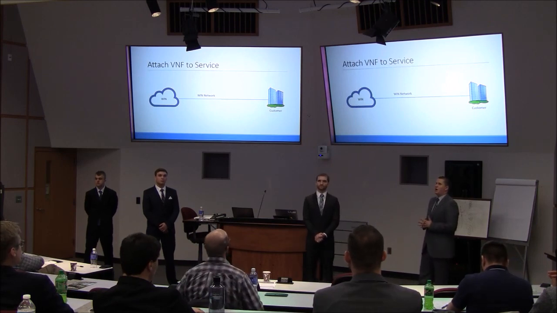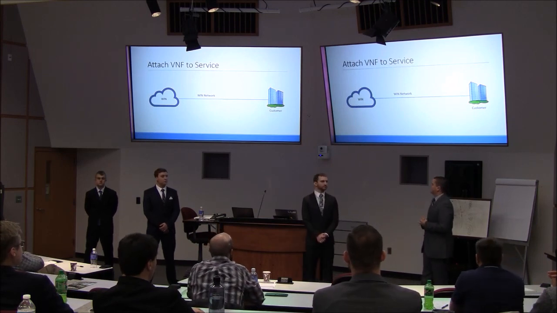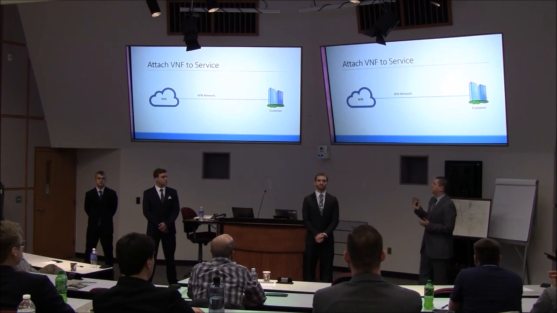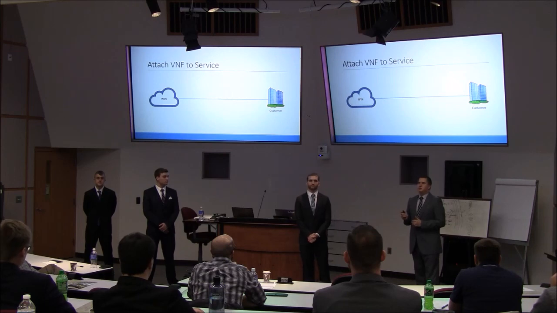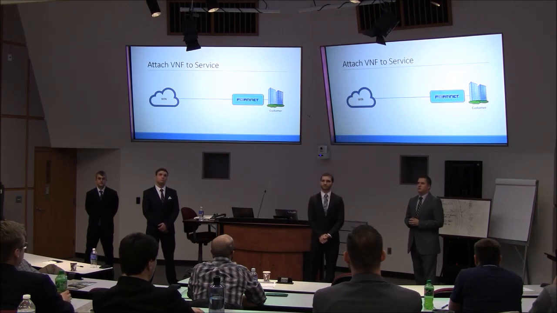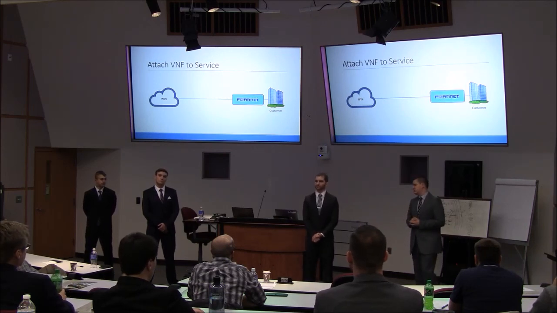Currently, UW Stout's setup looks something like this. They have an internet connection that runs over WIN's network and then gets to them. In this step, I'm going to be telling this internet connection to actually run through the Fortinet VNF before going out to the customer.